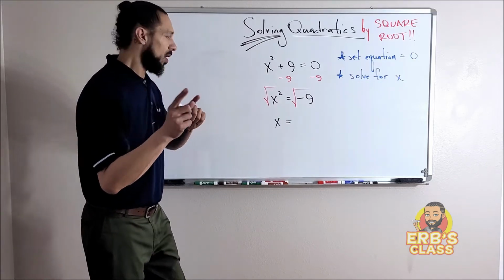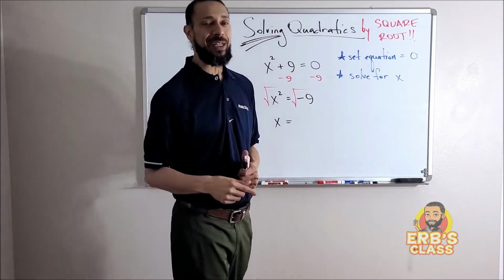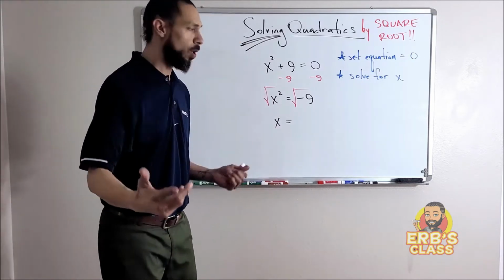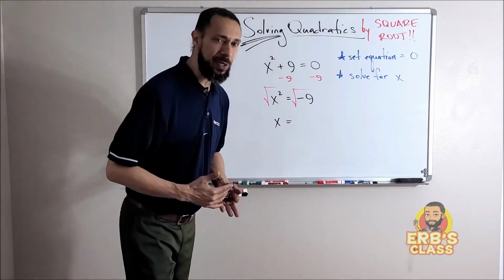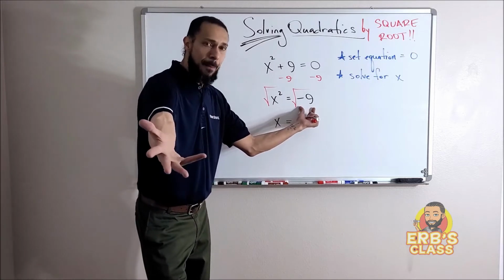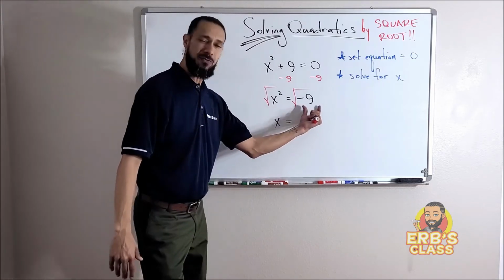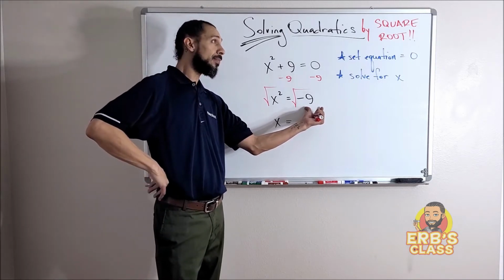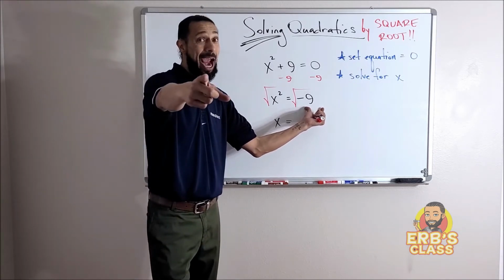Wait a minute. Some of y'all think it's 3, and it ain't 3. 3 times 3 is positive 9. Well, is it negative 3? Well, no, because negative 3 times negative 3 is positive 9. You can't square a number and get a negative. The square root of negative 9, put it in your calculator real quick. I'll wait. It said error, didn't it?